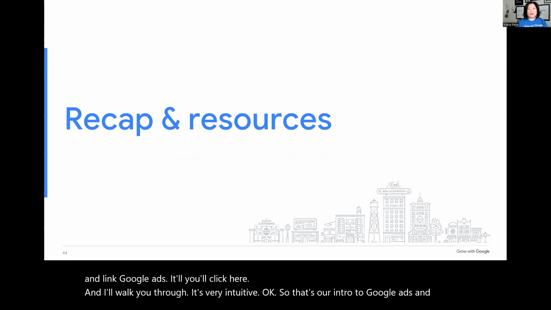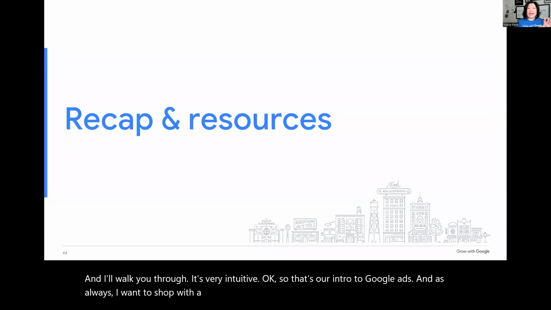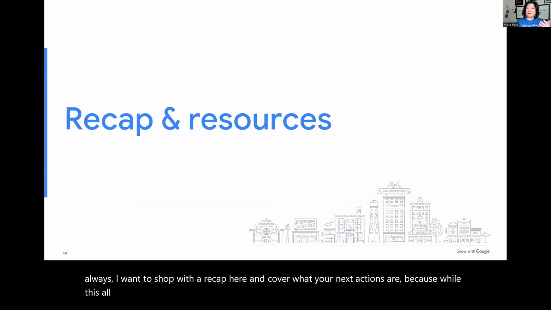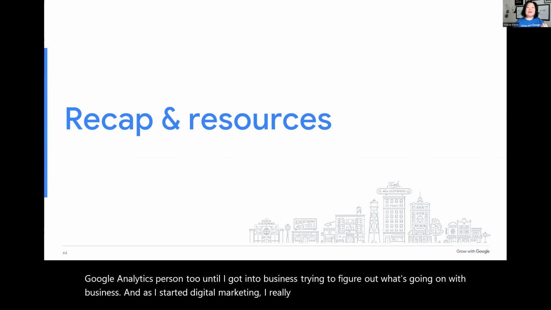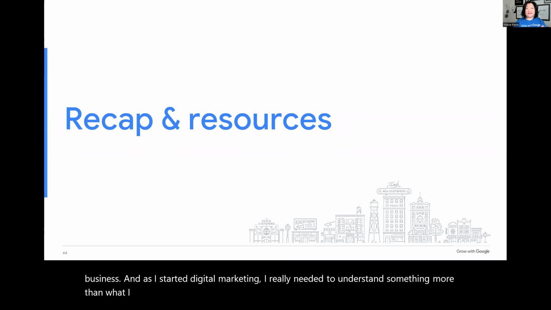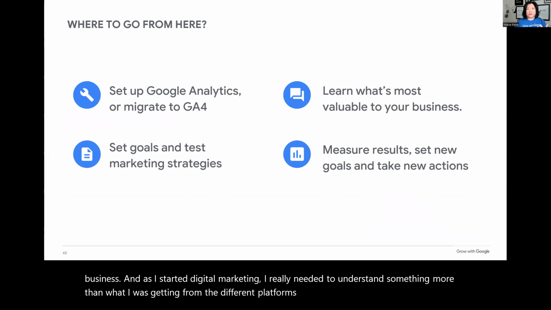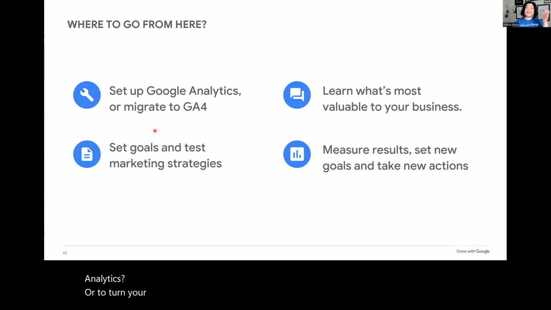As always, I want to stop with a recap here and cover what your next actions are, because while this all may be interesting or even overwhelming, and I understand that because I was not a Google Analytics person either, until I got into business trying to figure out what's going on with my business. As I started digital marketing, I really needed to understand something more than what I was getting from the different platforms. So for you, is it to set up your Google Analytics or to turn your Universal Analytics to Google Analytics 4? It's known as GA4 for short.